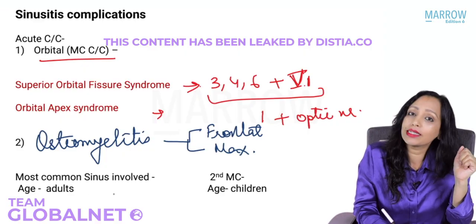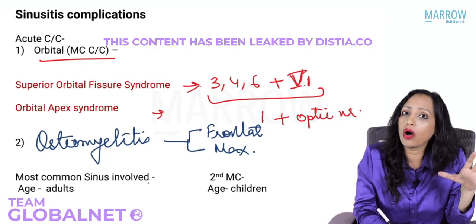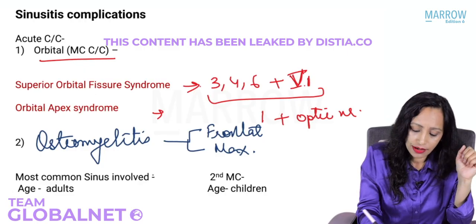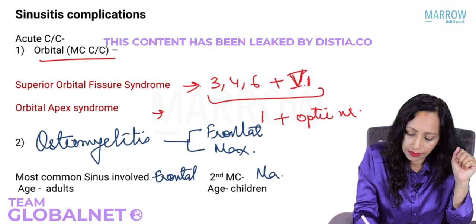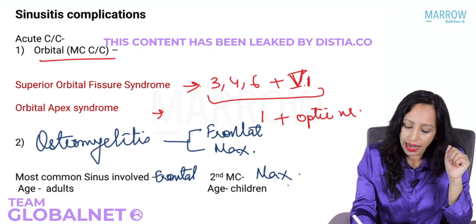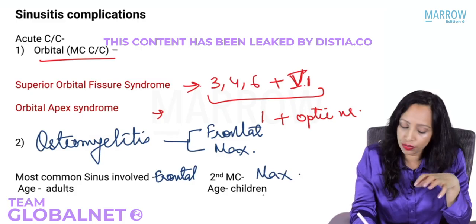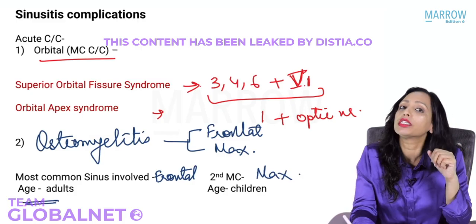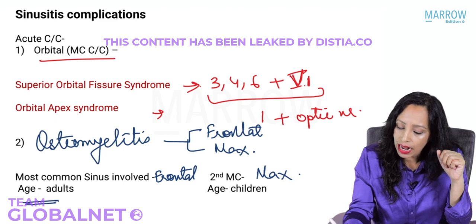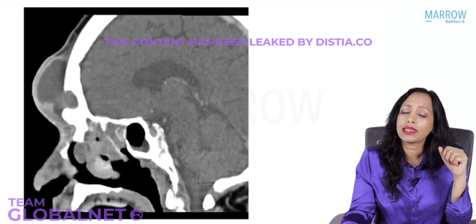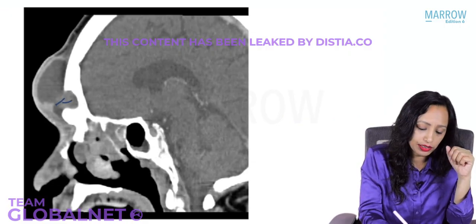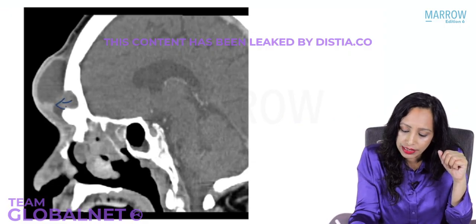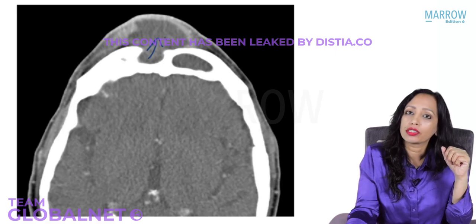So most common sinus involved overall in osteomyelitis is frontal. Frontal is most commonly involved, followed by maxillary. And maxillary is involved in children, whereas frontal is involved in adults. And how does this appear? Yes, this appears like a subperiosteal abscess. Can you see here? The frontal sinus has ruptured and you can see the pus, a subperiosteal abscess.